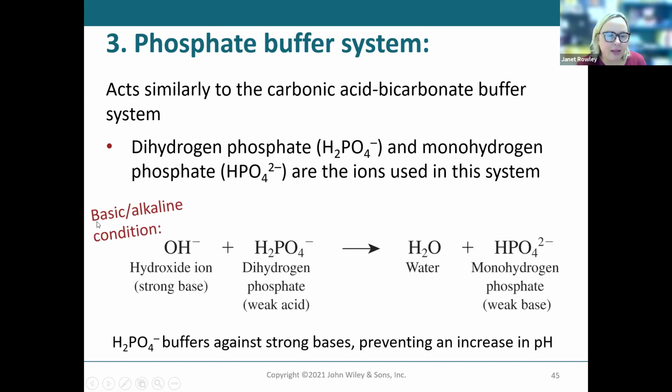So when the fluid is too basic, there is usually a strong base there, which would have an OH-. So we need to get rid of some of that. The dihydrogen phosphate can combine, it will donate the H from it to the OH to create water, leaving the monohydrogen phosphate. So it helps to buffer that strong base.